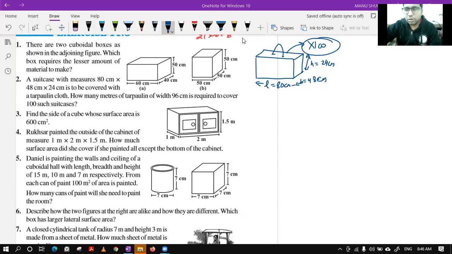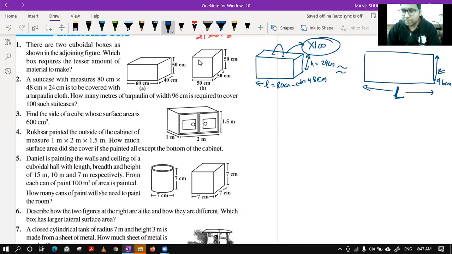Okay, Rania. So now you have a tarpaulin cloth. As I've told you, it is rolled on a stick. So this length is unknown to you. I have assumed this as capital L, and the breadth is given to you as 96 centimeter. So we know they have equivalence in their areas. So let's equate that.